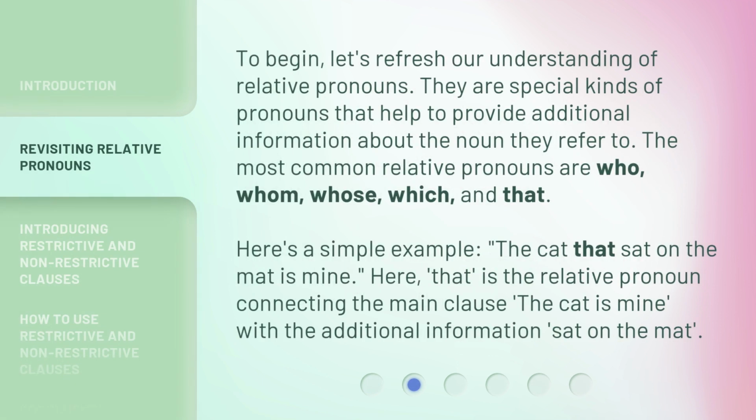To begin, let's refresh our understanding of relative pronouns. They are special kinds of pronouns that help to provide additional information about the noun they refer to. The most common relative pronouns are who, whom, whose, which, and that. Here's a simple example. The cat that sat on the mat is mine. Here, that is the relative pronoun connecting the main clause, the cat is mine, with the additional information, sat on the mat.